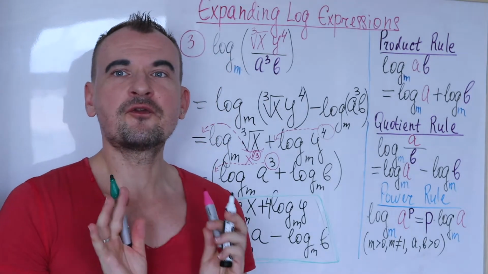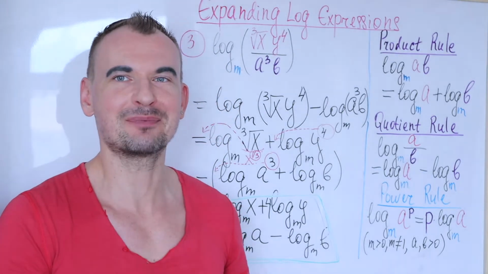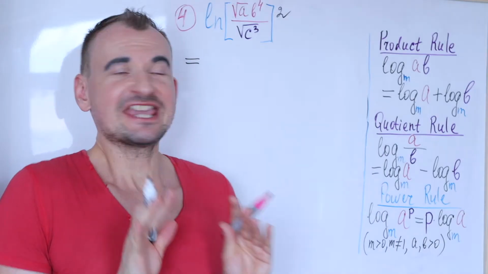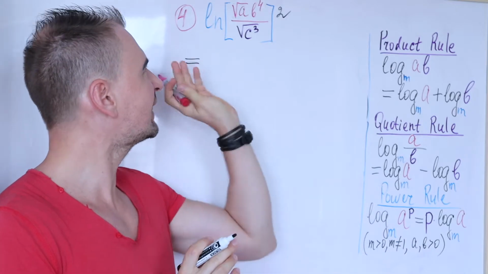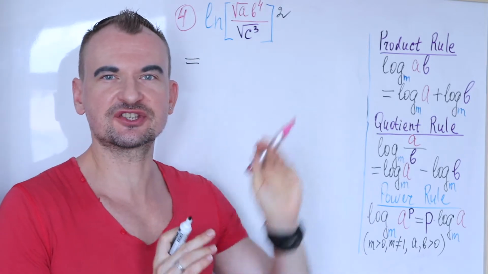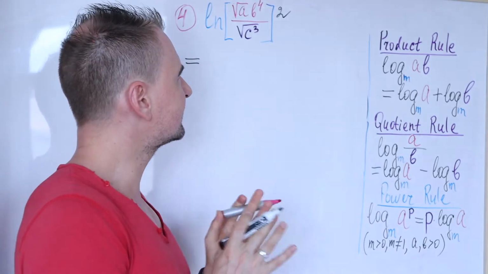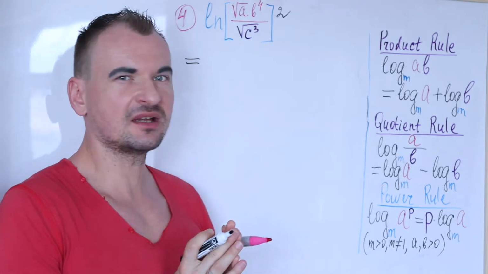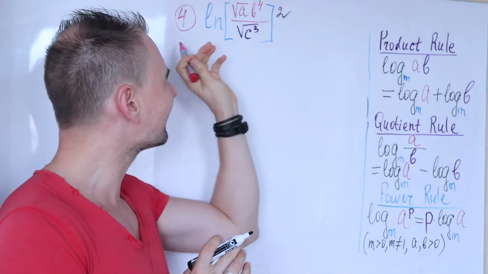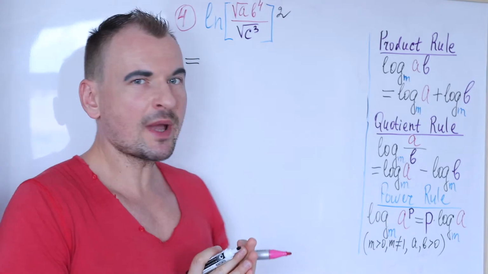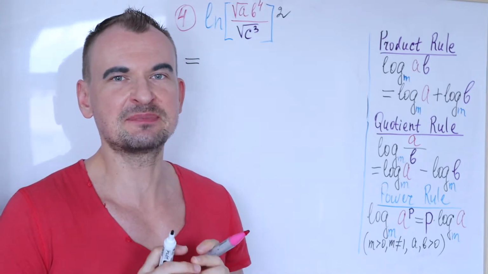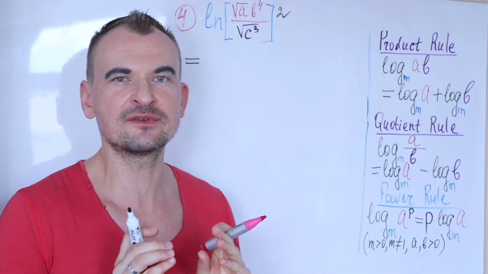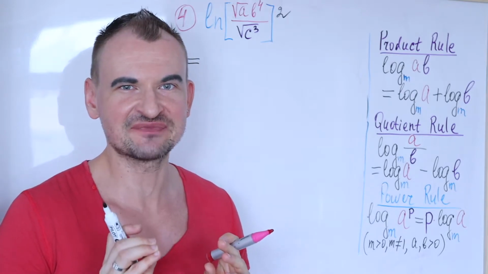Alright, I have one more coming up. Here's one more. Say you had something like this. Looks a little bit weird and bizarre, and what is a ln? Well, it's just a special logarithm. It's basically a logarithm with a base e.